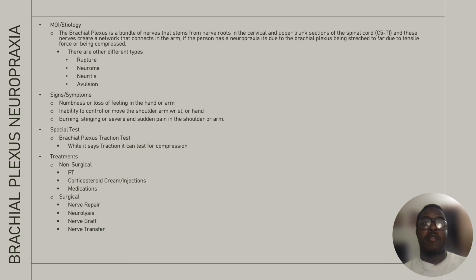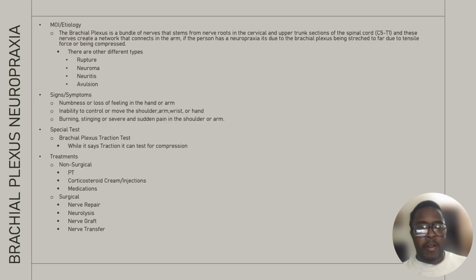Our next injury is brachial plexus neuropraxia. The brachial plexus is a bundle of nerves that stems from the cervical spine and the upper trunk sections of the spinal cord, which is usually C5 to T1. And these nerves create a nerve that connects into the arm. But for neuropraxia, it's due to either 2 reasons: either the brachial plexus is being stretched by a tensile force, or is being compressed. As well as there are other types of brachial plexus injury, which are rupture, neuroma, neuritis, and avulsion.